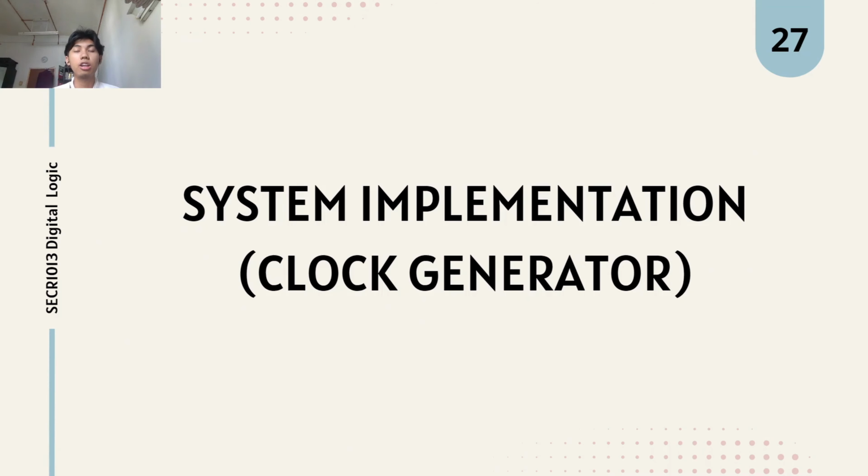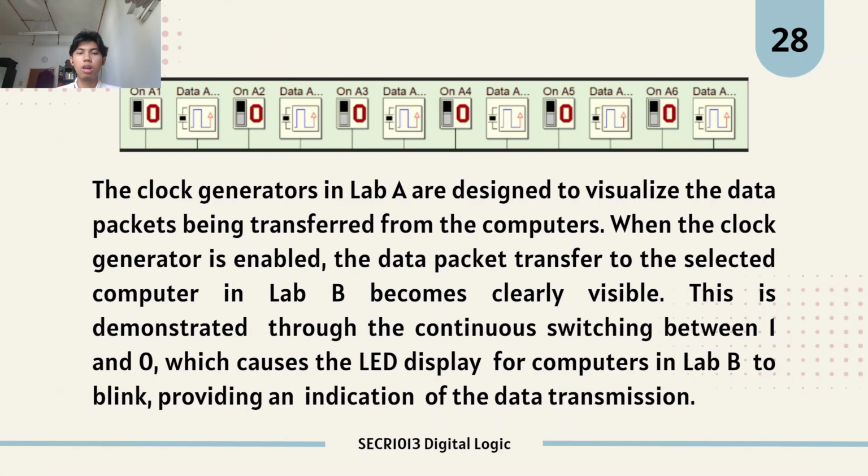So the next part is the clock generator. The clock generator plays a crucial role in synchronizing the system. The clock generator in Lab A is designed to visualize the data packets being transferred from computers. When the clock generator is enabled, the data packet transferred to the selected computer in Lab B becomes clearly visible. This is demonstrated through the continuous switching between 1 and 0, which causes the LED display for the computer in Lab B to blink, providing an indication of the data transmission.